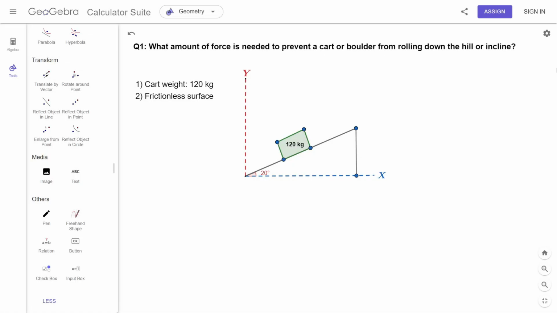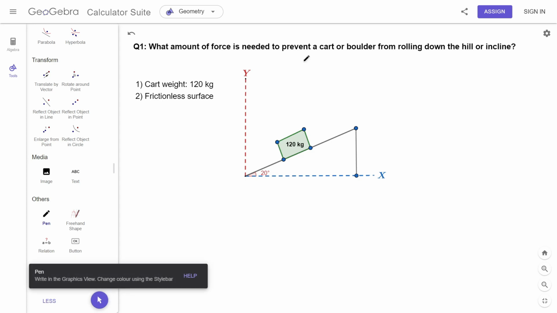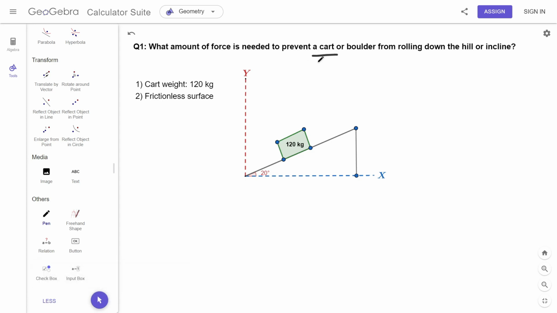Now let's discuss how we can use vector projection to find a force, which is one of the most common applications of the dot product. A very common problem in physics is where we have to figure out how much force we need to push in the opposite direction of a cart, boulder, or even a car to stop it from rolling down a hill or incline. We will explore two scenarios, each with different information and types of objects.